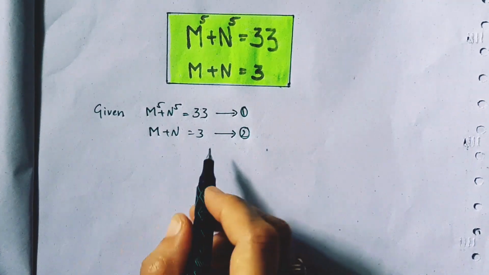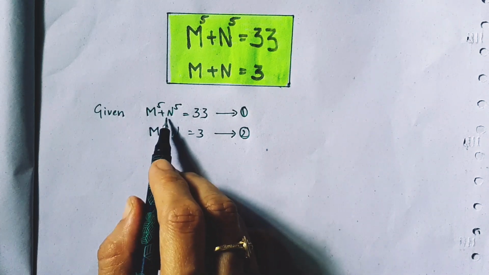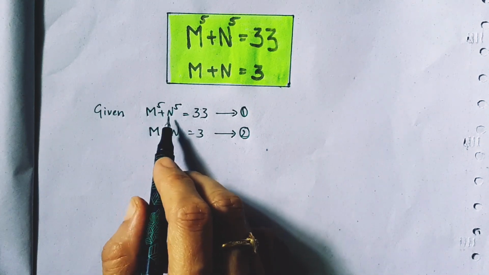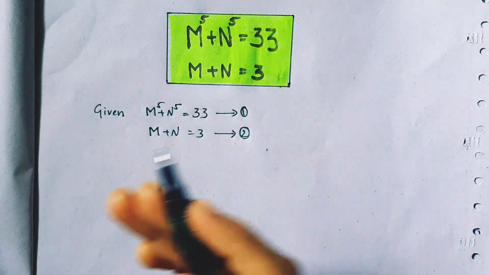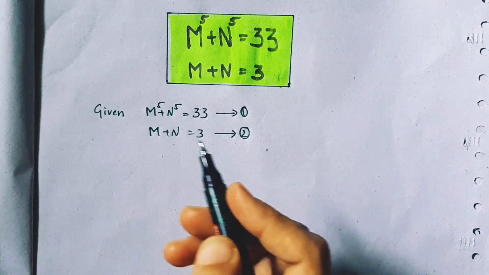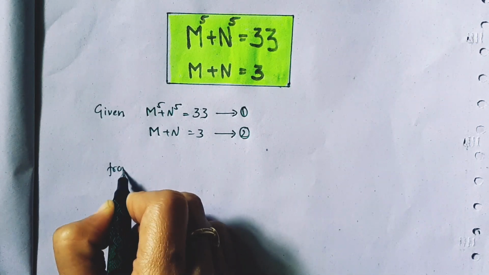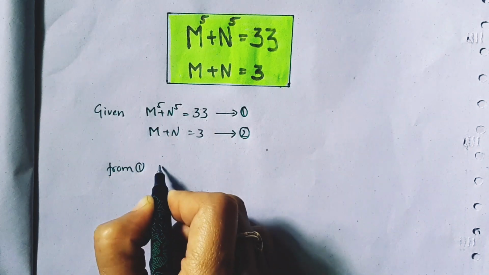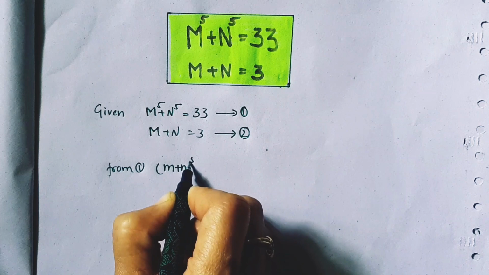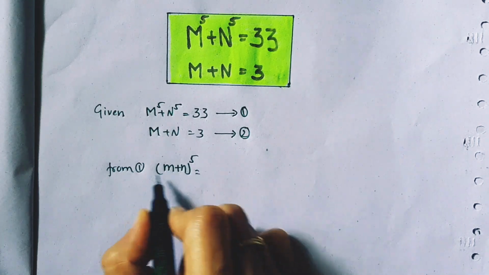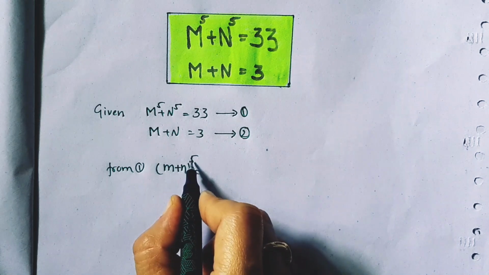Just have a look at equation 1: m power 5 plus n power 5, which is the expansion of power 5. For that, we need to find out the expansion first. So from 1, we are going to find out the expansion of (m plus n) whole power 5. Do you know the formula of (m plus n) whole power 5, just like (a plus b) whole power 5?